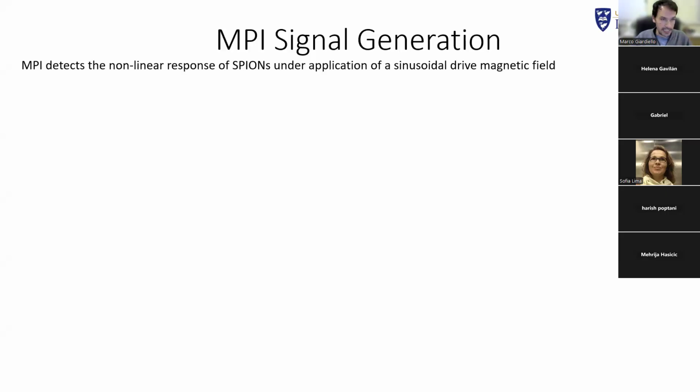So what you tend to get when people describe MPI, how the signal is generated, it detects the nonlinear response of SPIONs under the application of a sinusoidal drive magnetic field. But to simplify this, fundamentally, MPI does two things. It does them together, but it does two things.